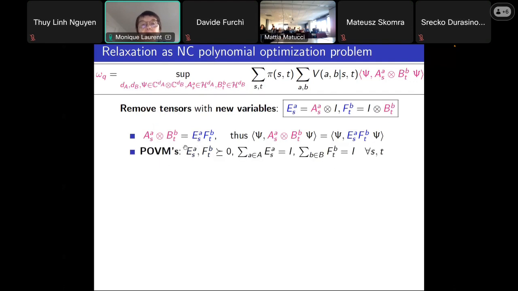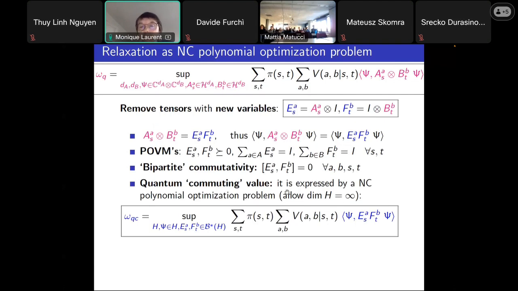Let's see what these new variables satisfy. They are again PSD, and they sum up to identity when you sum over the answers. They have an additional property, which is a so-called bipartite commutativity. E and F commute. E times F is equal to F times E, because here we have this identity. This is what is indicated with this commutator. This symbol should be read as EF minus FE. So for short, we write the commutator of E and F is equal to 0. This is an additional constraint that we can put on our variables.